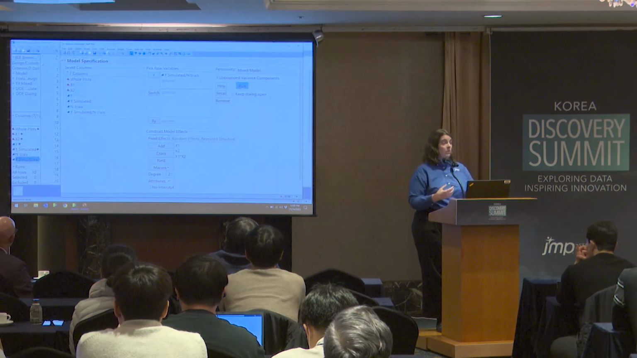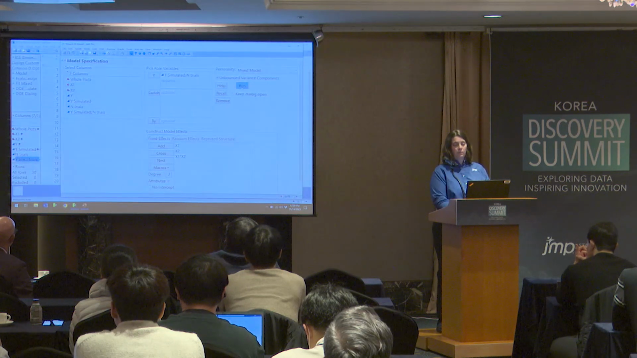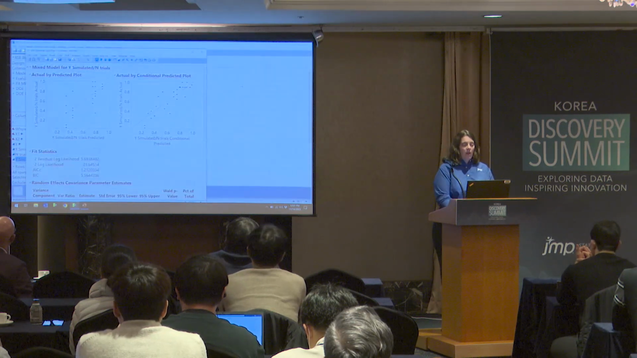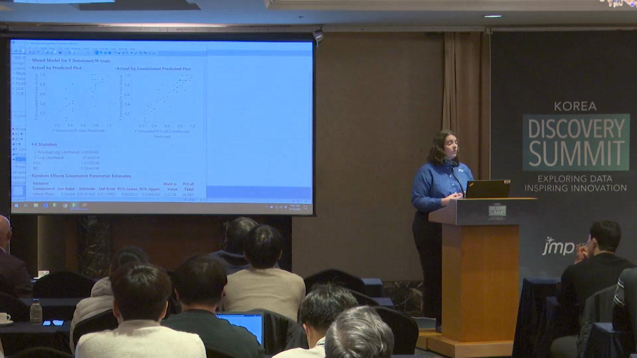This is the model I'm interested in. I want to model that proportion as a function of these factors. And we get our report just as quick as that. We start with some plots that tell us a visual clue of how well our data are fitting. On the left, our actual by predicted plot, that's using the fixed effects only from the model to predict our response. And that looks pretty good.